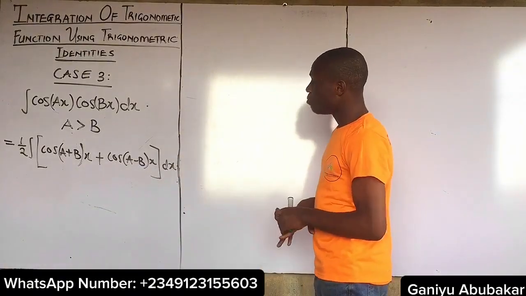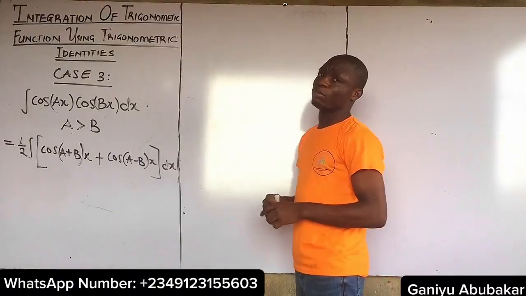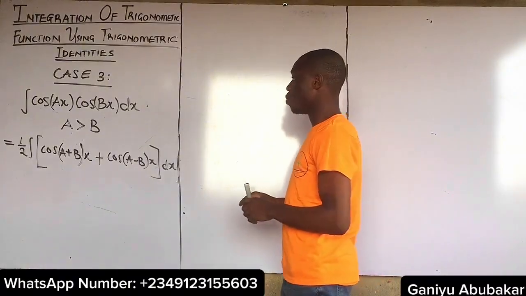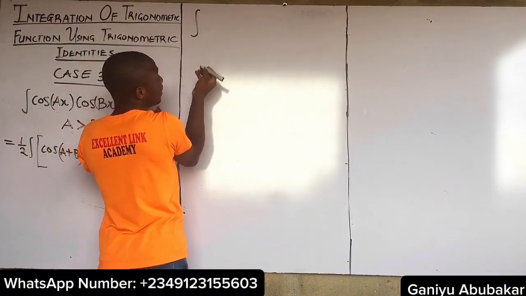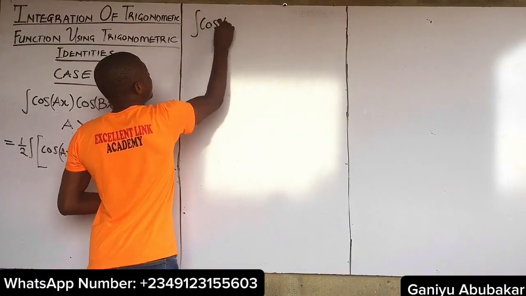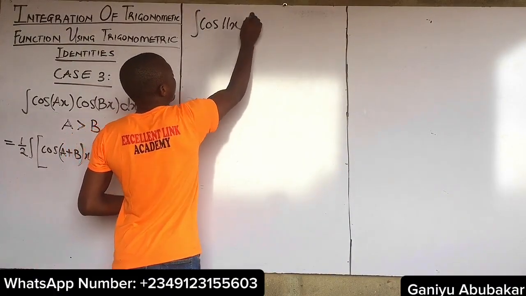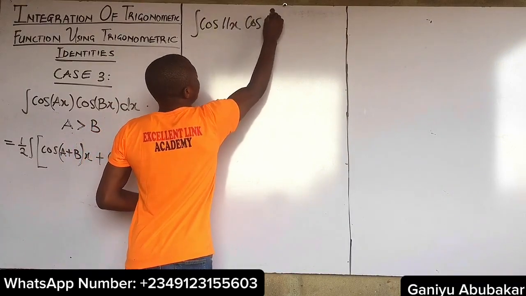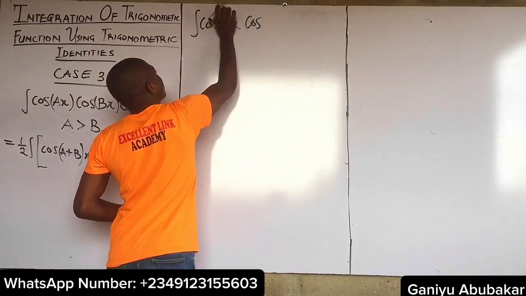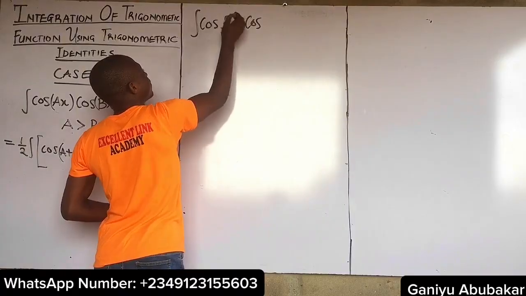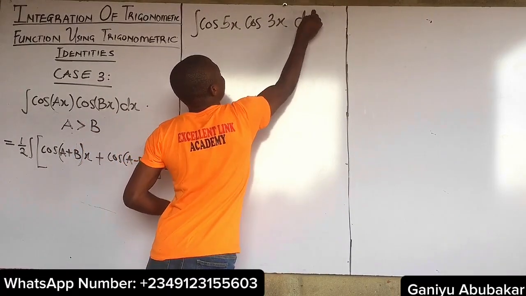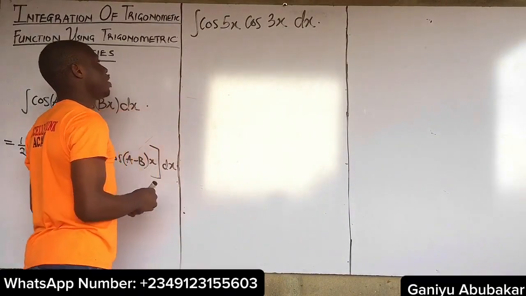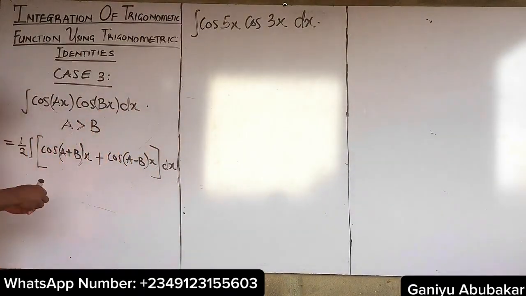All right. Let's now use this concept to solve some problem and let's see what we can do. Let's say I'm to evaluate the integral of cos 5x cos 3x with respect to x. I'm going to evaluate something of this nature. So how do you go about this one? How do you solve it?